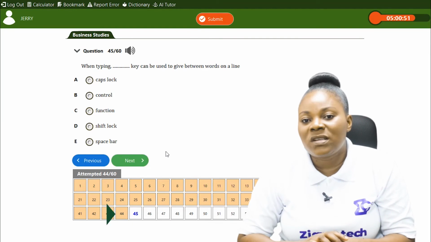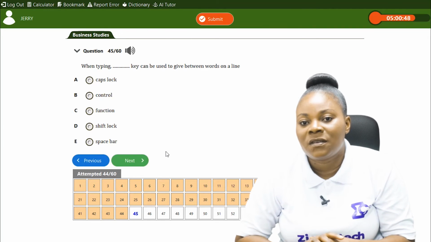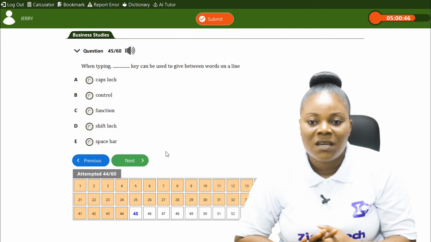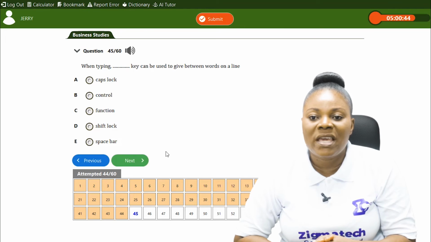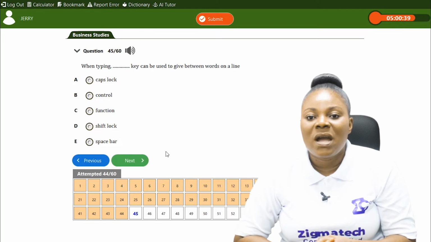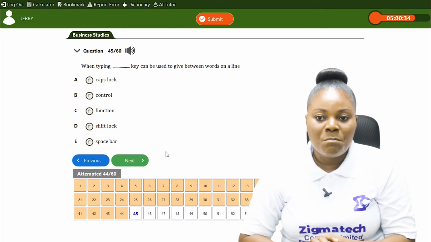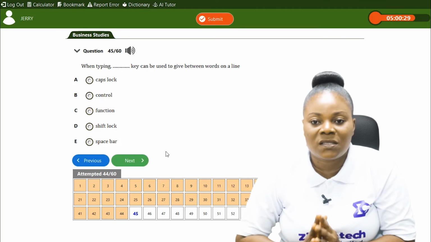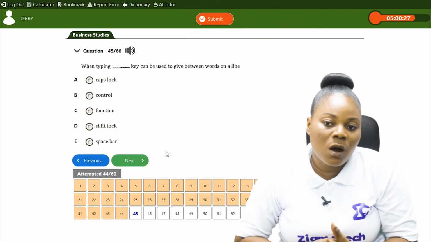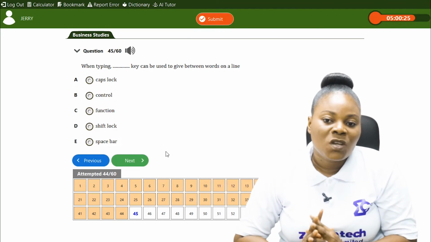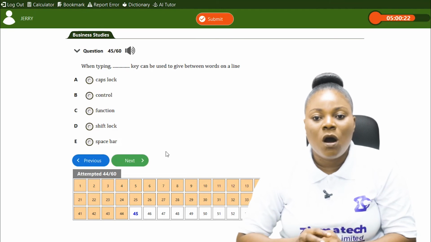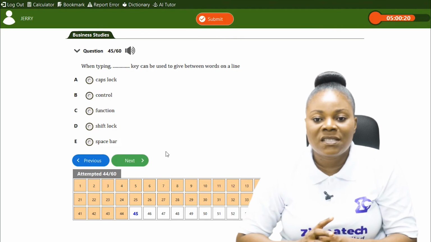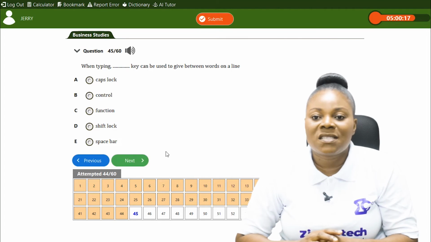We go to the next question, question 45. It says, when typing, dash key can be used to give space between words on a line. What key do you use to space your words on a line? Is it caps lock, or control key, or function key, or shift lock, or space bar? The correct answer is your space bar.